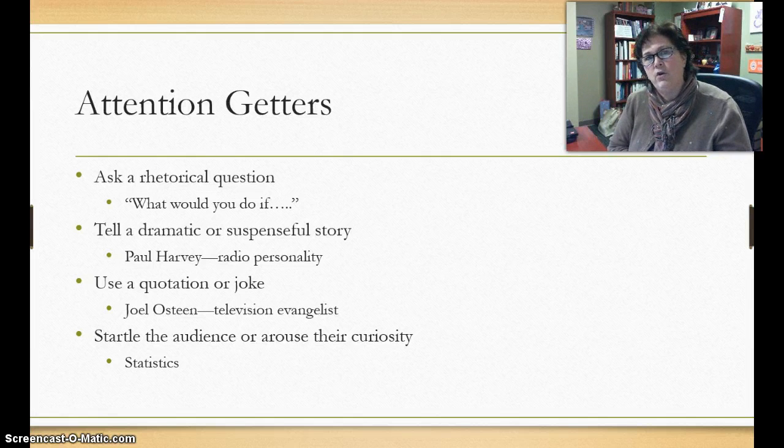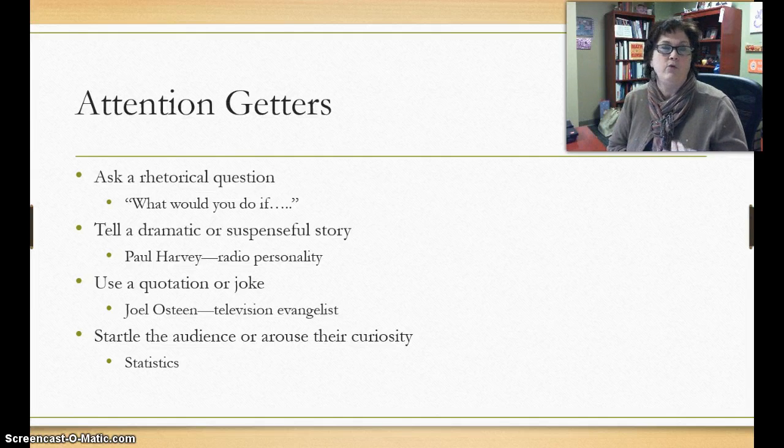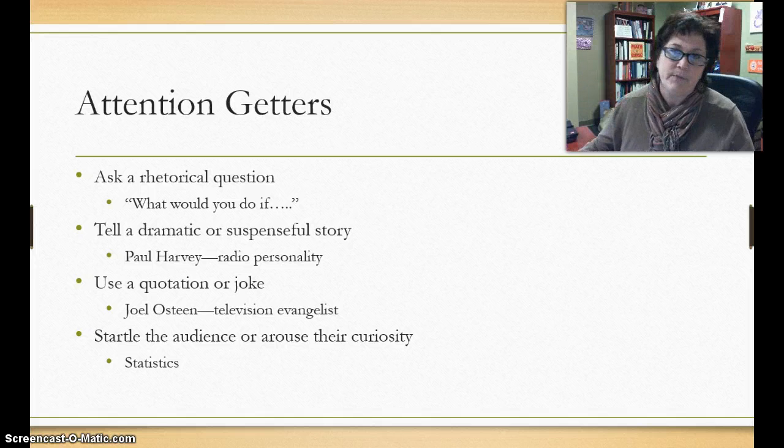You might startle your audience with a statistic of some sort. Maybe you're going to talk about the plight of hunger in America, and you would begin with a statistic about the amount of food wasted in the United States in any given day. Any sort of grab your attention kind of thing would be important to do, especially in a short speech, because you want to make every moment count.